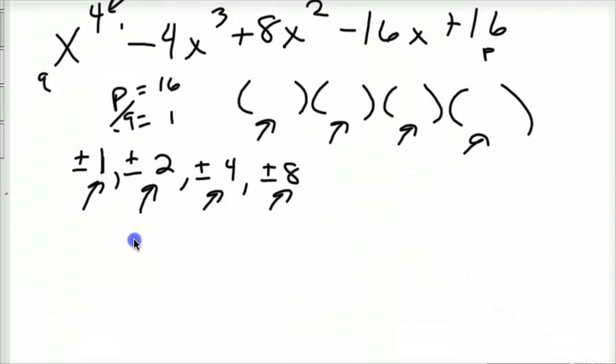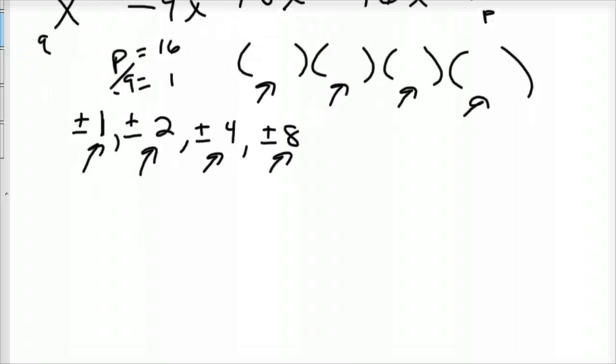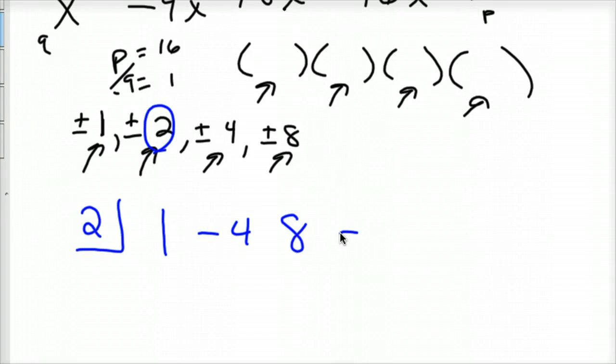Excuse me. So what I'm going to do now is use synthetic division to help me find the rest of the roots. So I know a rational root out of all of those 8, this 2, is my rational root for this one. So I'm going to go ahead and divide this function by x minus 2. And so we'd have 1, negative 4, 8, negative 16, positive 16.